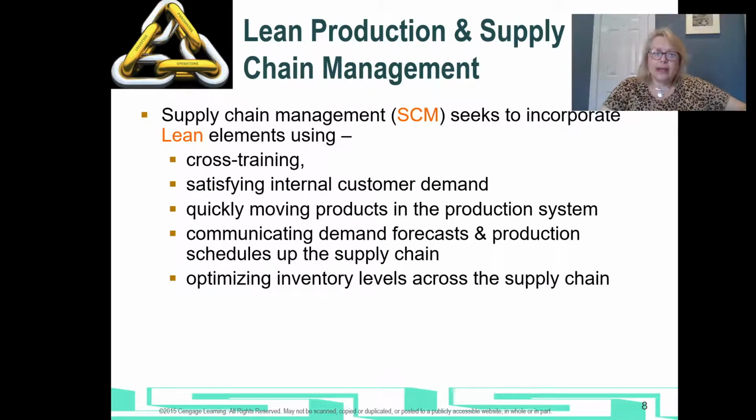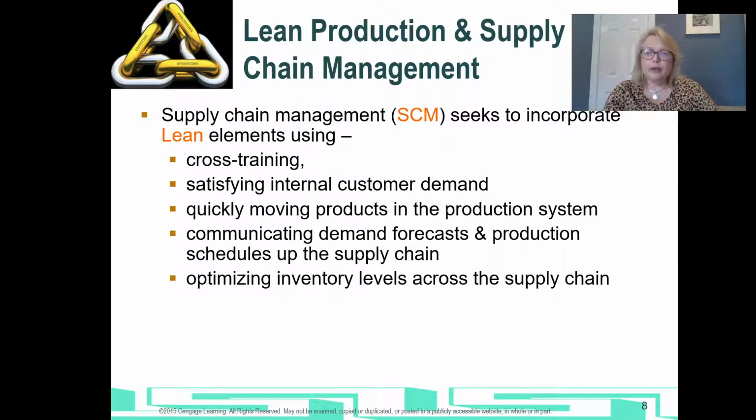All right, supply chain management, we should know now that's SCM, talks about the ways that they're going to incorporate lean are through cross-training, which means I know how to do this person's job and this person's job, for example. Making sure that internal customers get what they need. So that internal customer means if I am building something and that motor is going to then go into a tractor, my internal customer is the person that's going to assemble the tractor.